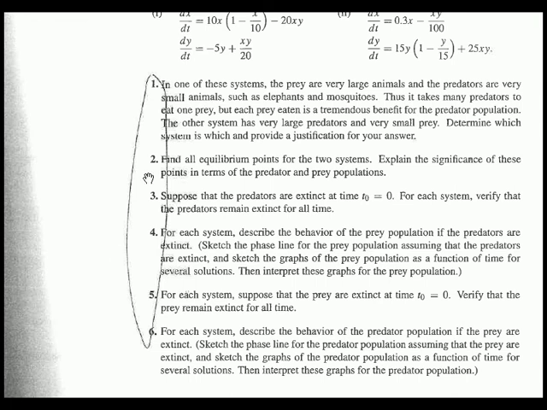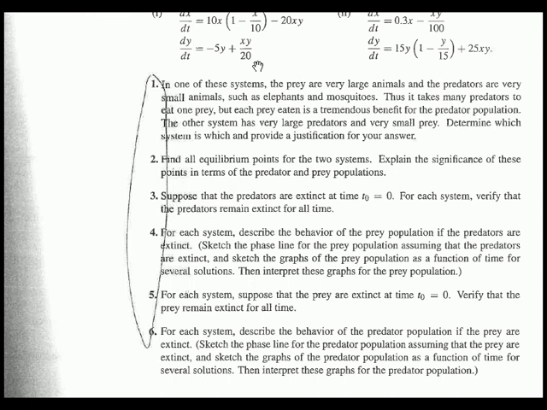You're supposed to find all equilibrium points for the two systems. So for one, you set both of these equal to 0 and factor things out and find all the equilibrium points. The positive ones are the only ones of interest. Non-negative ones are the only ones of interest, but find them all.